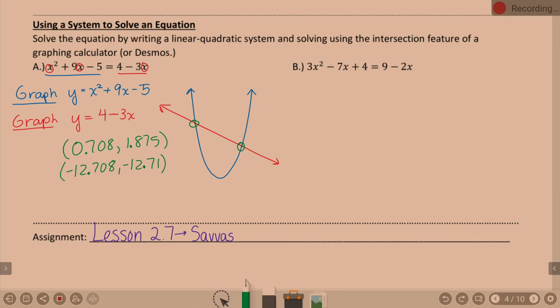The point I'm trying to make here, folks, is that my original problem only had x's, right? So what are the answers we need? We only need the x's, okay? The y's are just because we separated it into 2 equations. So we're only looking for x. So my x solutions are 0.708, which I have as 2 decimal places in my final answer, and negative 12.708, so negative 12.71. They're only going to be looking for the x values there. Got it?